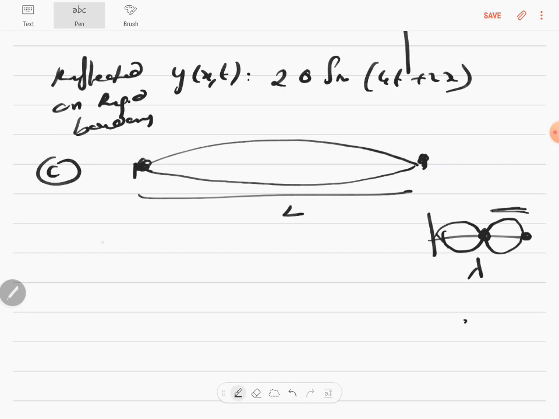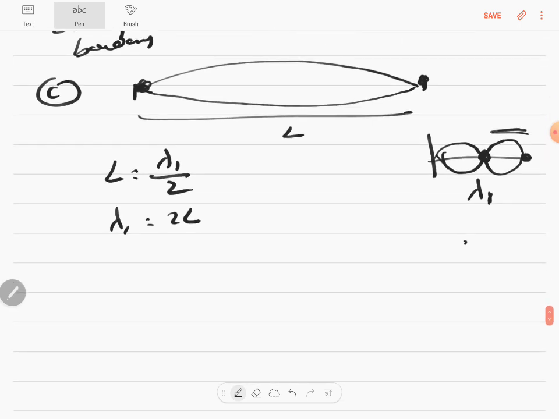So the entire length of the string in the first case is made up of lambda 1 by 2, considering lambda 1 is the entire wavelength. Therefore lambda 1 is equal to 2L. And the whole point is to find the frequency. Frequency, nu, is equal to c by lambda, or in other words velocity by lambda. You should know this. The frequency is equal to velocity by lambda 1 in the first case, and lambda 1 itself is 2L. So frequency itself is V by 2L.